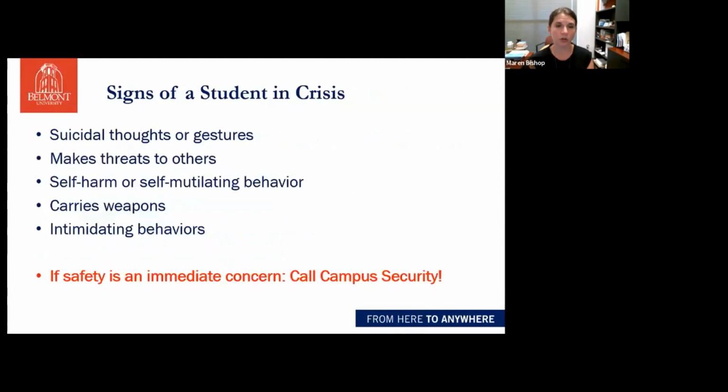Now, when students are in crisis, this is where they are expressing suicidal thoughts or gestures, they're making threats to other people, there's self-harm, intimidating behaviors, and this is where we will often work closely with campus security and the on-call system, including the Dean on-call and the RD on-call for those students.